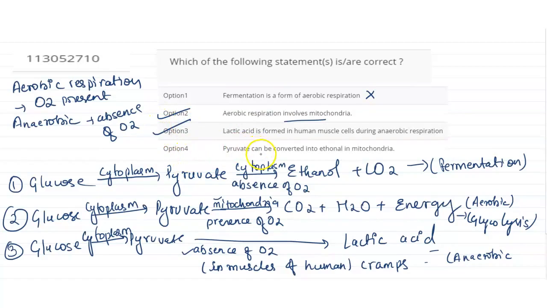What about option number 4? Why is it wrong? Pyruvate can be converted into ethanol. Yes, it's true, but not in mitochondria, in cytoplasm, as it is written over here.